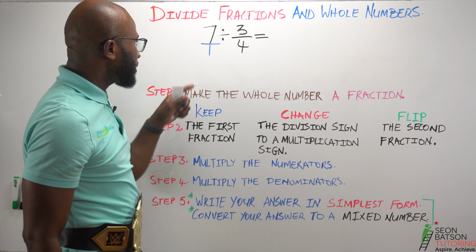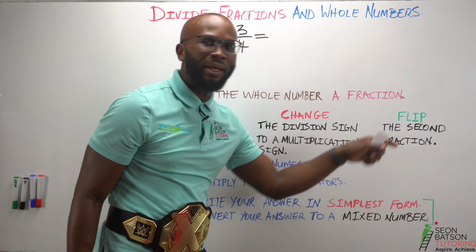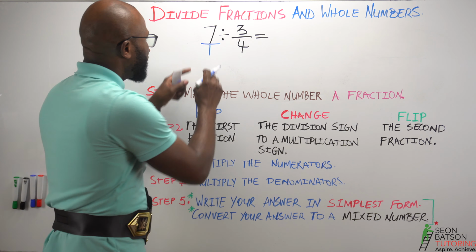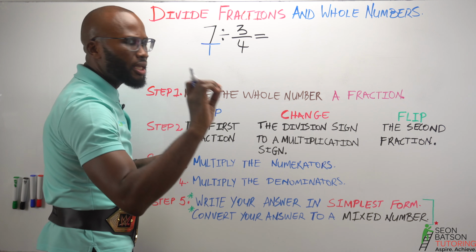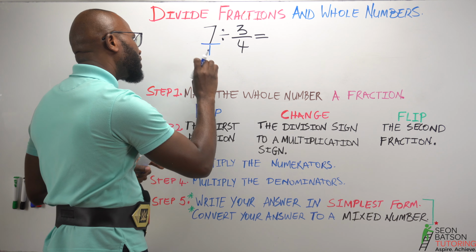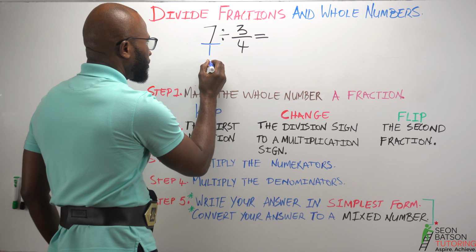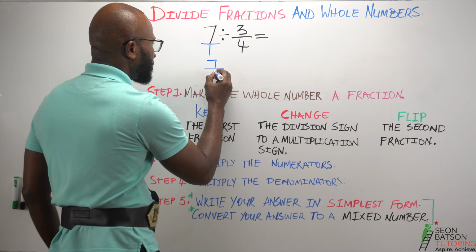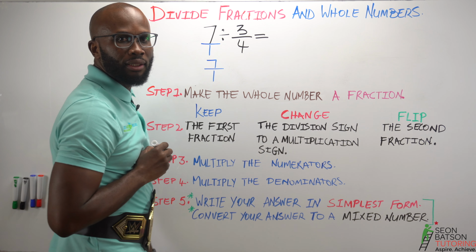After we are done making the whole number a fraction, we will keep, change, and flip. Yes? We will keep the first fraction. When dividing fractions, the first fraction always stays the same. So 7 over 1 stays. Yes? Then we will do what?